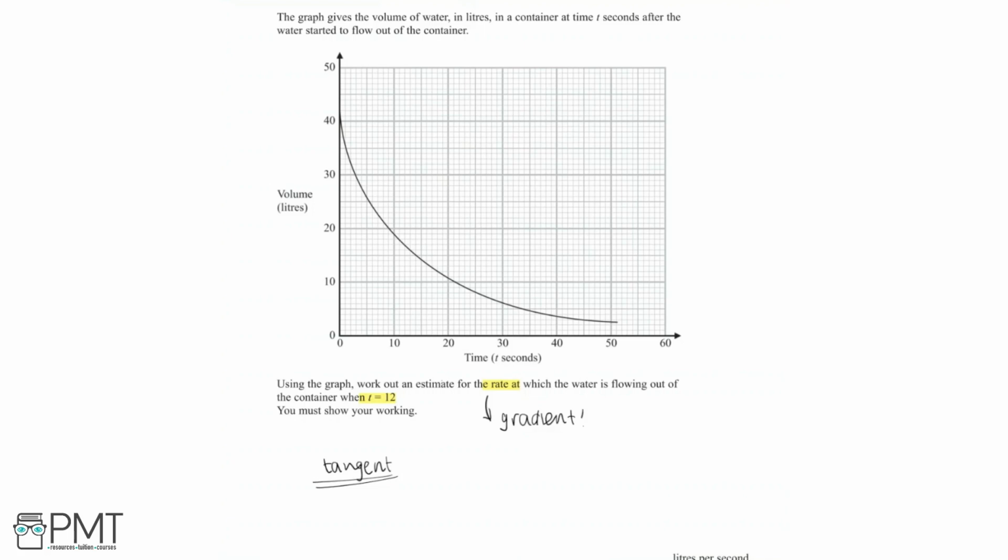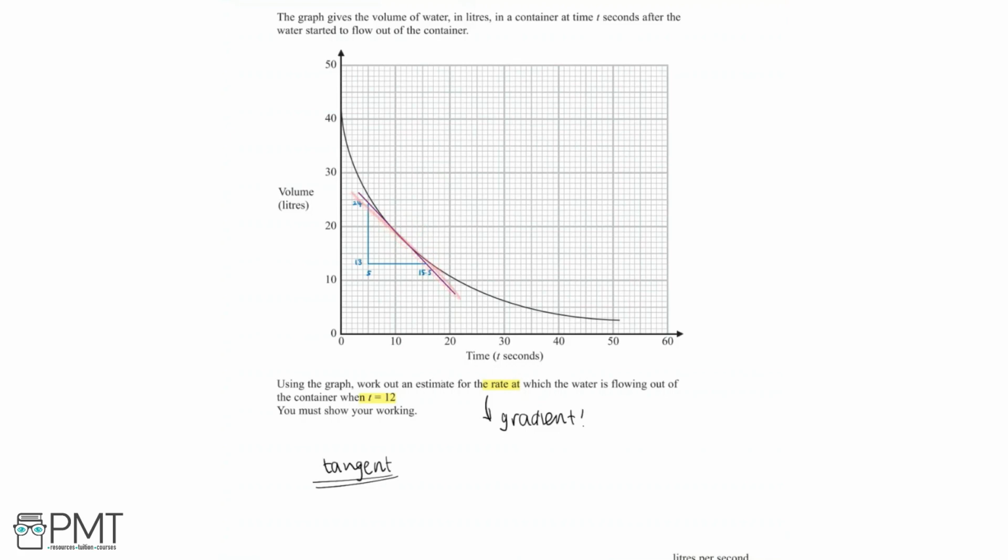Because we need to find the rate at the point at which t is equal to 12, we can draw a tangent when t is equal to 12. Now t is equal to 12 right here, and so we can draw a tangent at this point. Now we've drawn our tangent in purple, but you can also see a blue triangle.